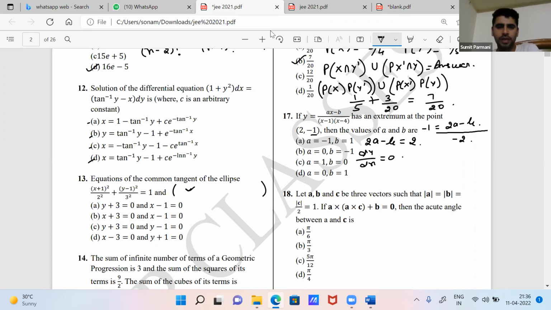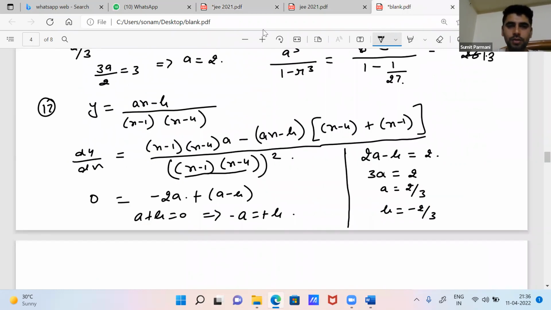The values of a and b are, hold on, let me check the calculation again. Minus 1, 2a minus b, this is correct. 2 minus 1 is 1. 2 minus 4 is minus 2. This is correct. So from here, we have 2a minus b is equal to 2. This is correct. Okay, now we have to do dy by dx equals 0.